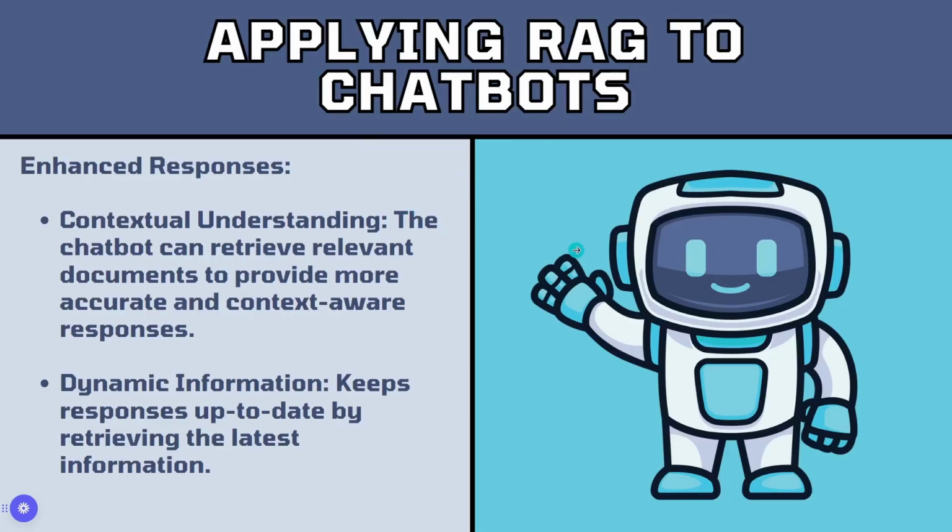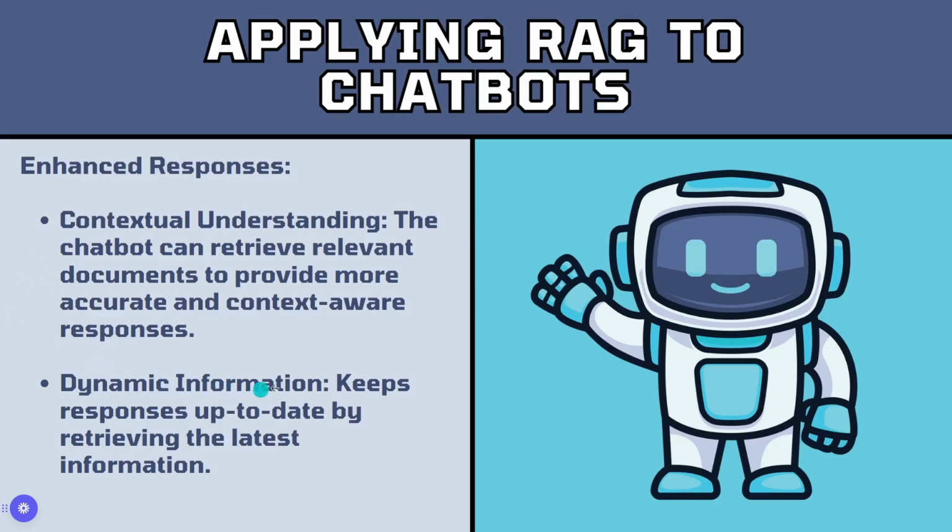So in here, we're working with chatbots, so applying RAG to chatbots. In here, we're going to have enhanced responses when we use RAG. So contextual understanding, and the chatbot can retrieve relevant documents to provide more accurate and context-aware responses. So our chatbot is going to have a list of questions and answers, and it's going to be able to look in there. That's some information we're providing, and it's going to use that data in order to generate a nice response to our users.